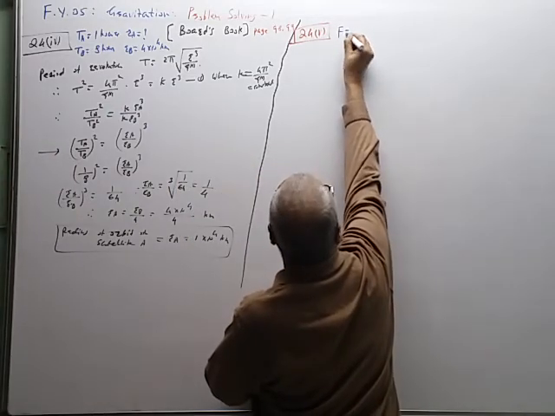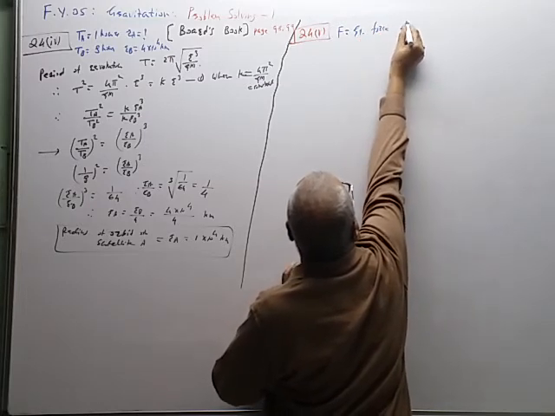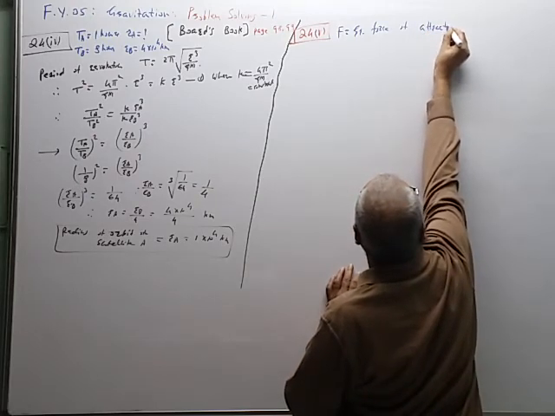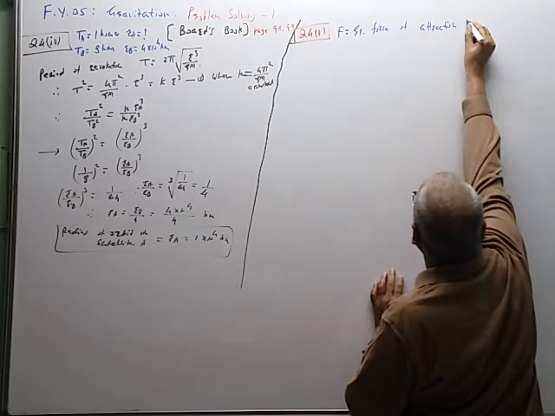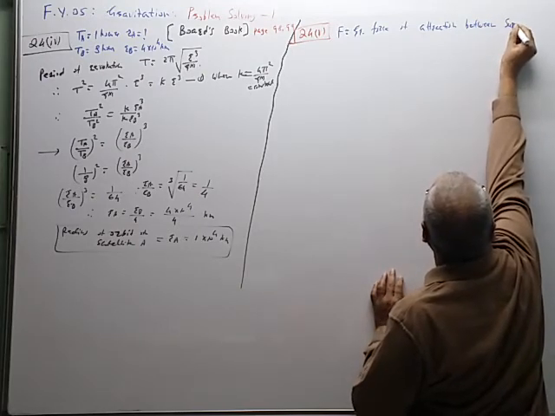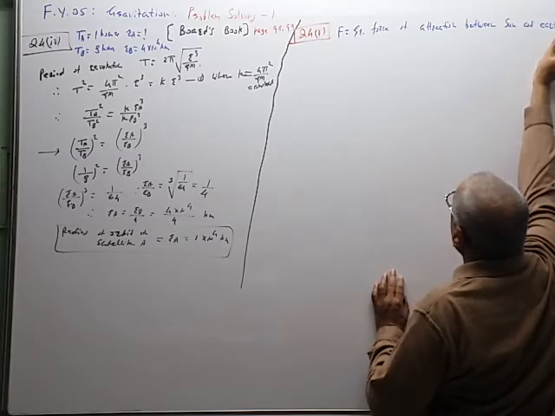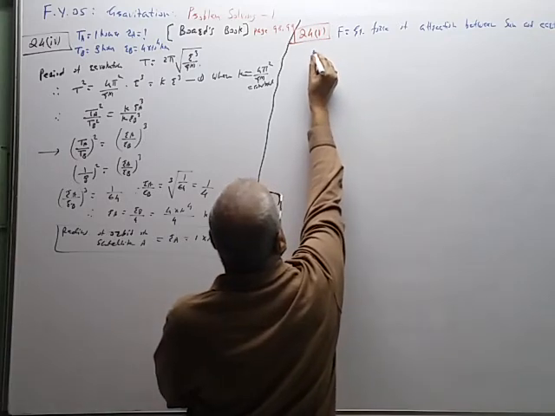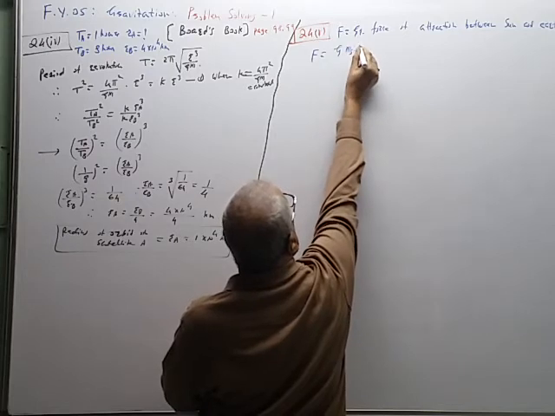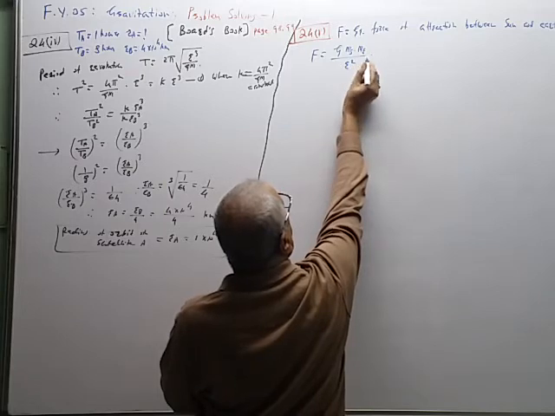F is equal to gravitational force of attraction between Sun and Earth, and therefore F is equal to G m1 m2, where m1 is the mass of the Sun, m2 is the mass of the Earth, upon the distance between them squared.